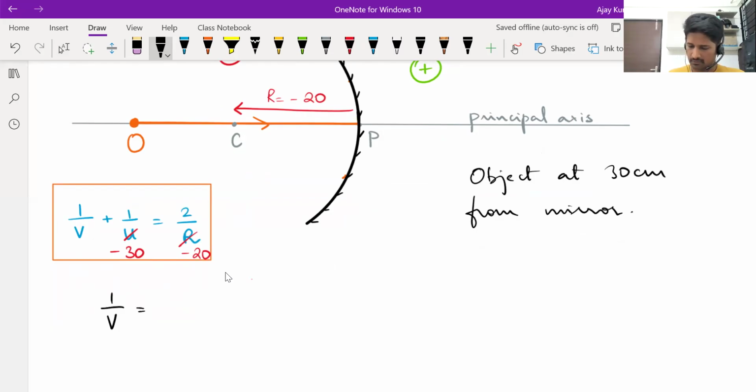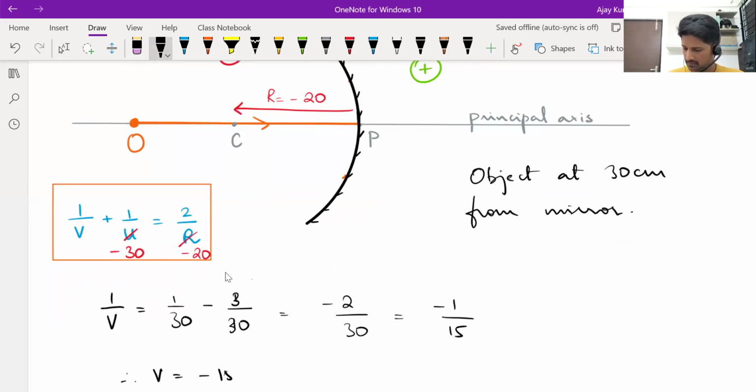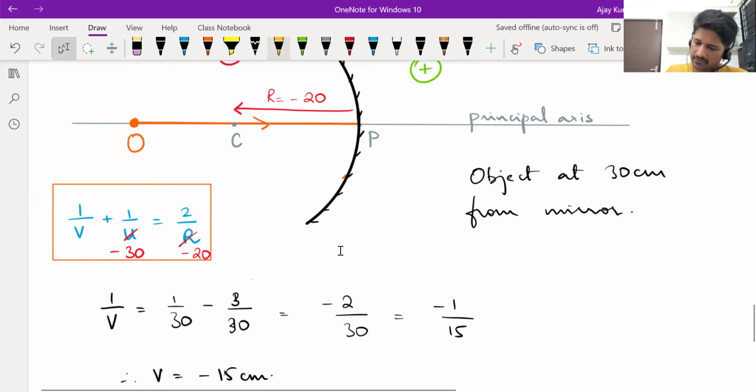Yes, sir. So 1 by v, minus 1 by 30 goes to that side, plus 1 by 30 is equal to minus 2 by 20, that's minus 1 by 10. You can take it as minus 3 by 30. Effectively becomes minus 2 by 30, that is minus 1 by 15. Therefore, v is minus 15 centimeters. And we got a negative answer. That means the image is formed on the negative side at a distance of 15 centimeters. 15 centimeters will be somewhere here.